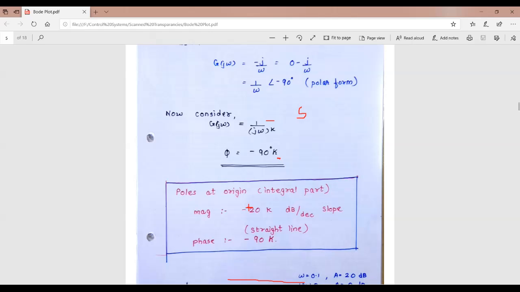Similarly, if you have a zero at origin, what you are going to get? Everything is similar but with a plus sign. So a single zero at origin will contribute plus 20 log of omega for magnitude and plus 90 degrees for phase.